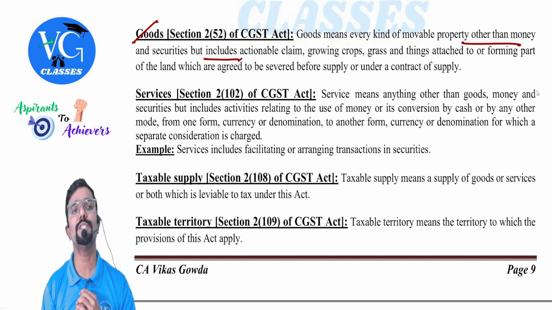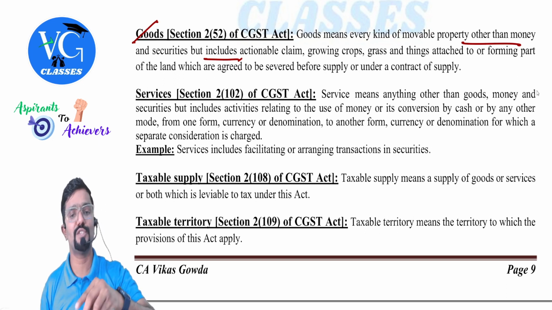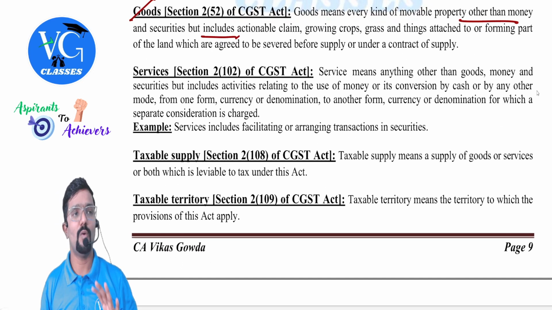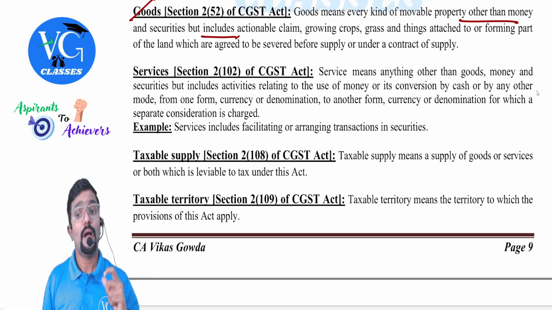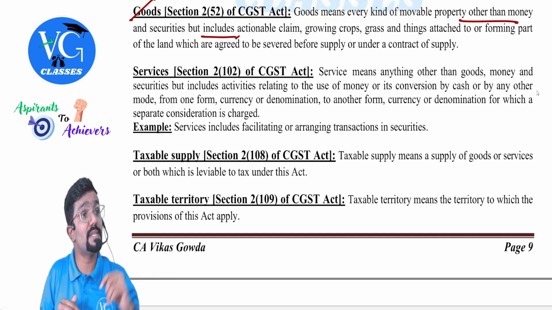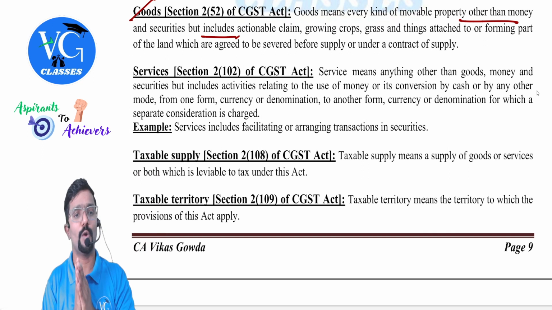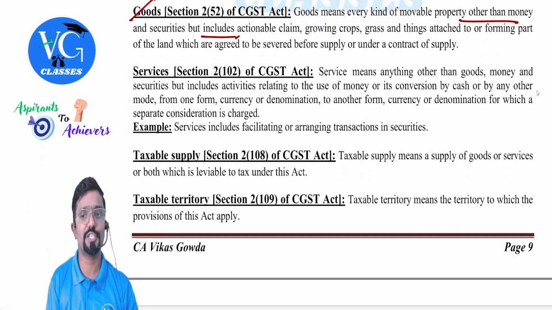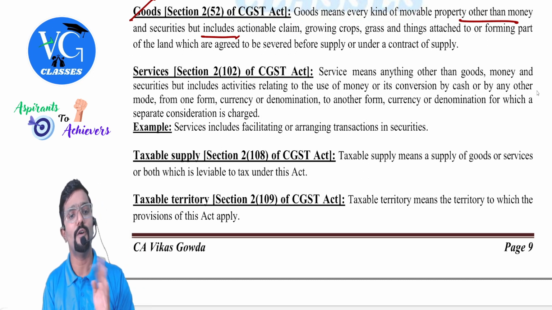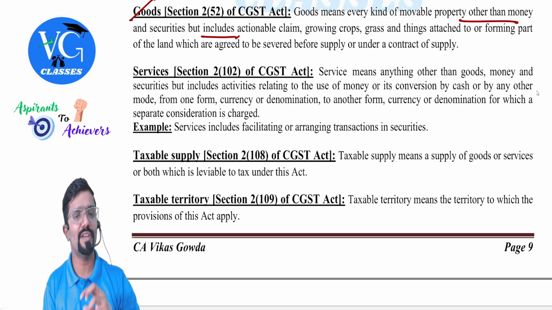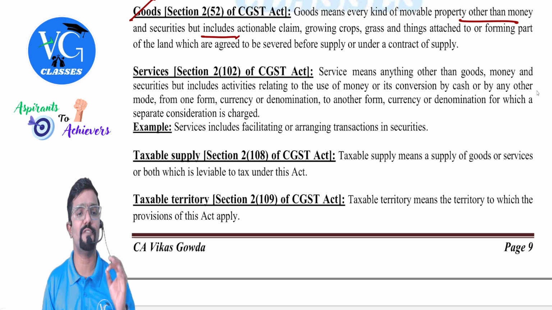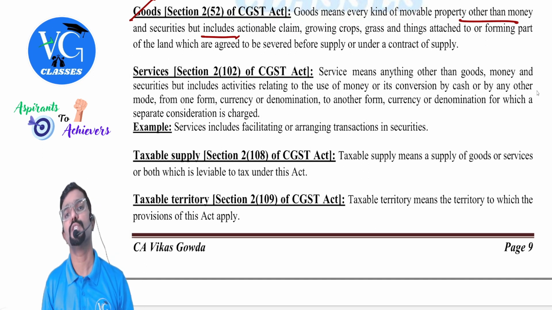Services. Section 2(102) of the CGST Act defines services. Service means anything other than goods. Okay, good. What is goods is not a service. Money and securities means money and securities is neither a goods nor a service. Okay, but it includes activities relating to use of money or its conversion by cash or by any other mode, from one form to another form, or from one currency to another currency, or from one denomination to another denomination, for which a separate consideration is charged.